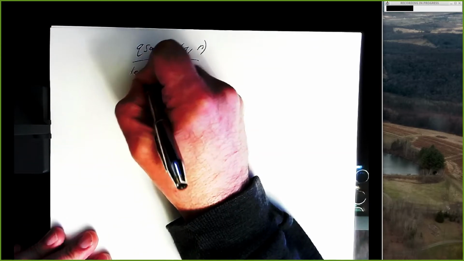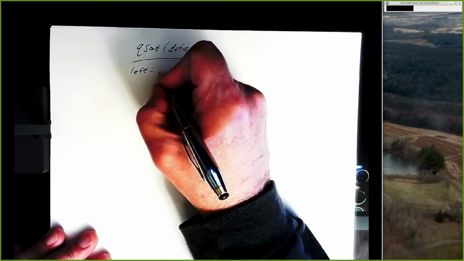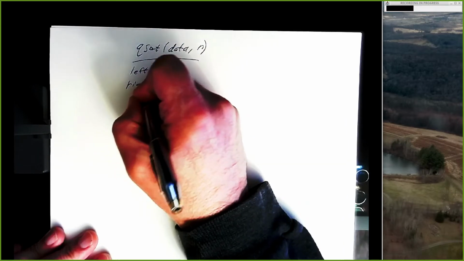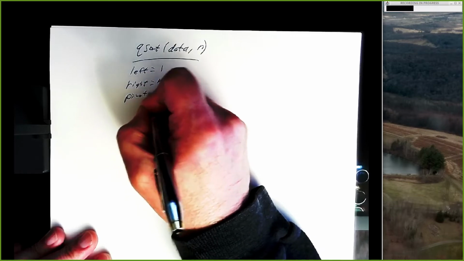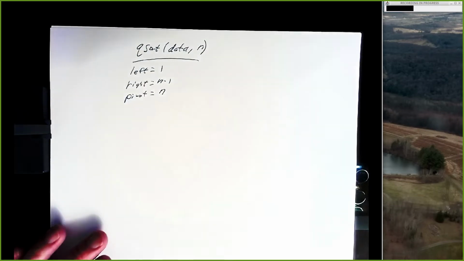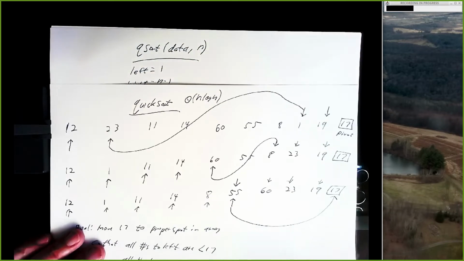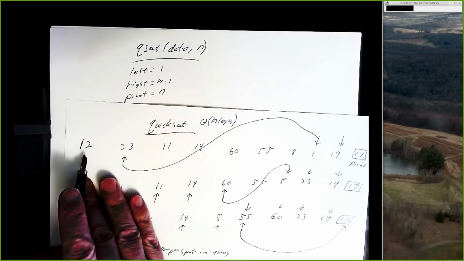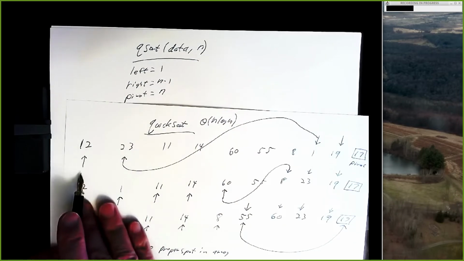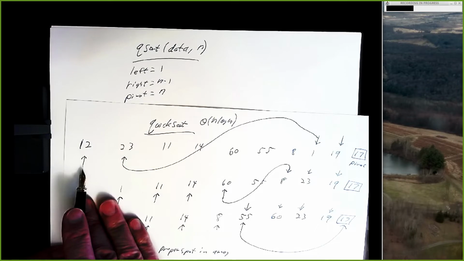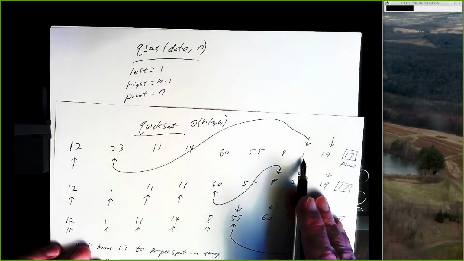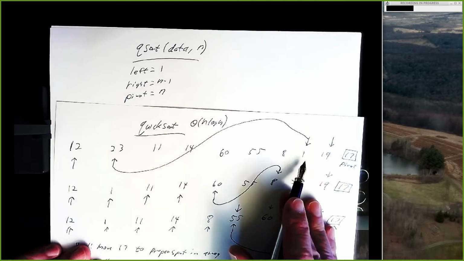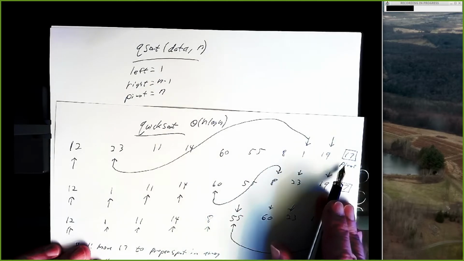Left equals 1. Right equals n-1. Pivot equals n. So yeah, I'm indexing from 1, that's okay. So this is our first piece of data, and left is going to be where my left arrow is pointing. And right is this n-1st piece of data, that's where the right arrow is pointing. And pivot is just the last thing in my array.